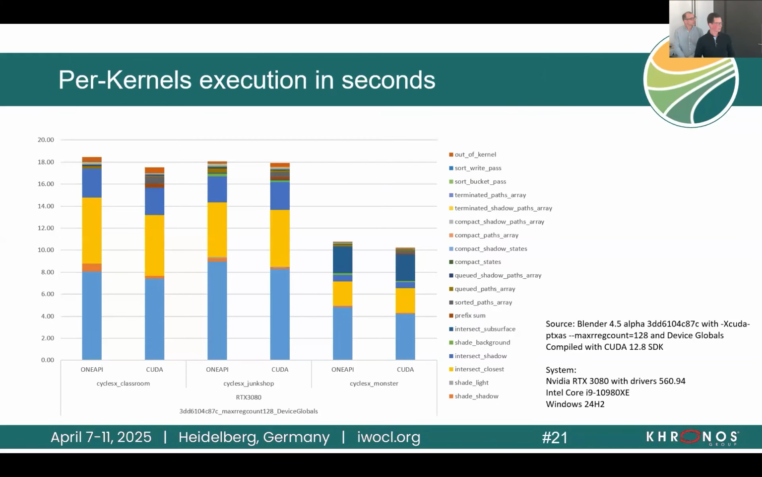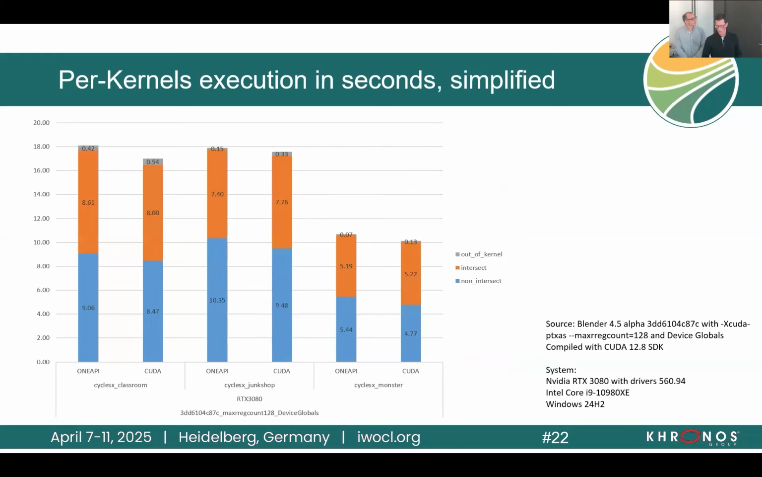If we look at the execution per kernel, with almost 20 kernels, well, just to give you a picture of many kernels, we can simplify it between what does intersection and what does not do intersection. When everything is in software, it's roughly half and half. And we can see it's more or less competitive.